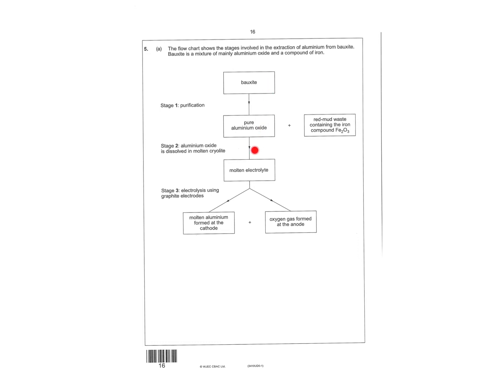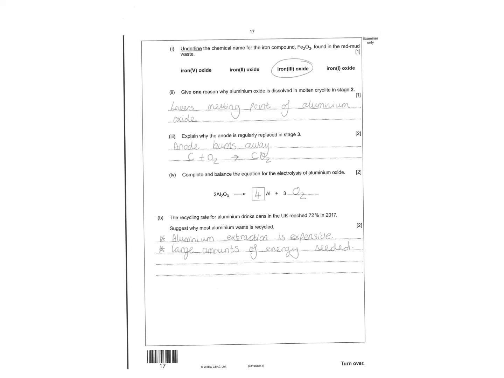Again, a lot going on in this flow diagram, which is all explaining how to electrolyse aluminium. So, give the chemical name for the iron compound, so it's iron(III) because there's 3 oxygens, iron(III) oxide. Give one reason why aluminium oxide is dissolved in molten cryolite: that lowers the melting point of aluminium oxide. Explain why the anode is replaced regularly: because it burns away, okay? The CO2 and the heat make it burn away.